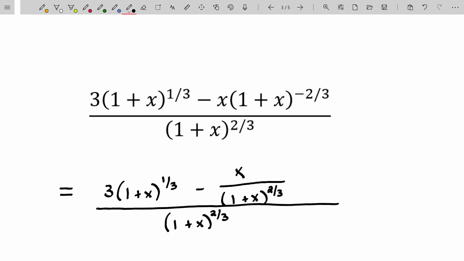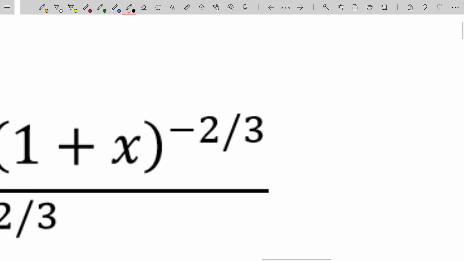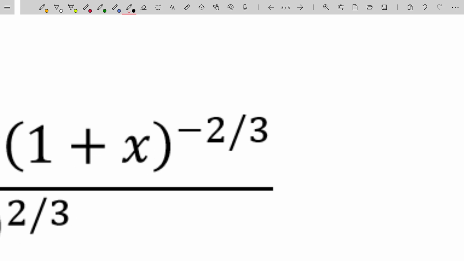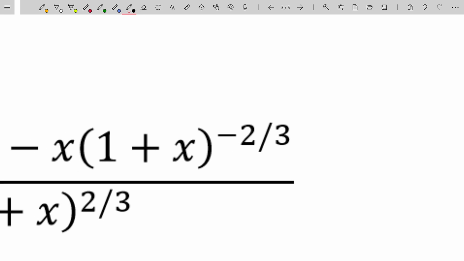Now, when we get down to this point, I just want to pause for a moment to remind you that the negative exponent we were dealing with right here is only attached to the 1 plus x. It is not attached to this x right here. So be very, very vigilant with paying attention to details like that. They are very, very important for us in mathematics.